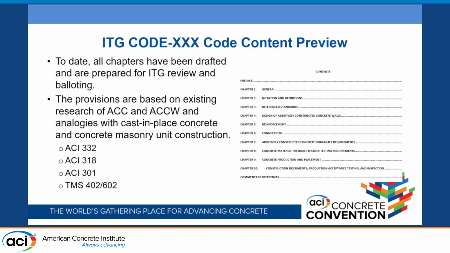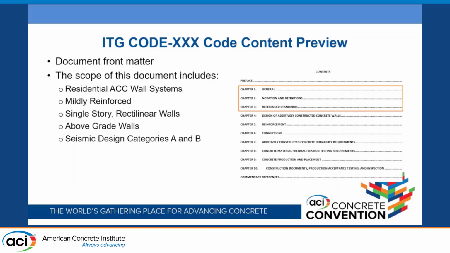So our scope is really limited to start. So we've been working as a committee with the folks from WJE to develop these chapters, but we are limiting our content to residential wall systems, reinforced, single-story, rectilinear, so we're not doing any of the crazy curves or overhangs just yet. Above grade walls, and then also limited to seismic design categories A and B. No shake table testing just yet. So they're working off of available research and existing codes and modifying where necessary to use for additive construction.